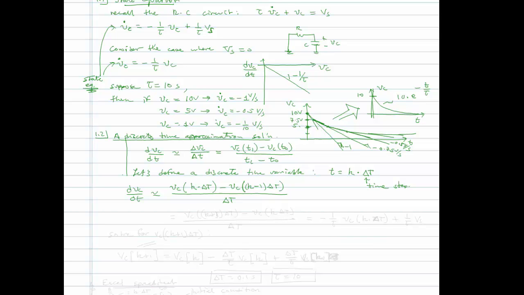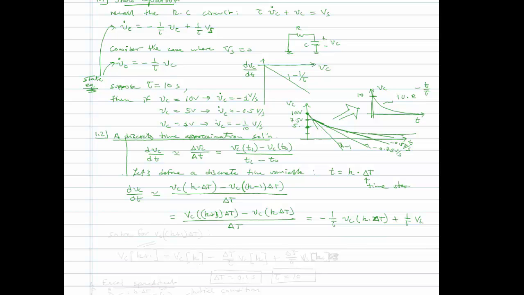We can also write this as Vc of k plus 1 times delta t minus Vc of k times delta t, whole thing over delta t. Now we also know that this is equal to our state equation. What did we find before? Minus 1 over tau Vc. Now we have to decide what it's going to be equal to. If we use the second form, it'll be Vc of k times delta t, plus 1 over tau Vs.